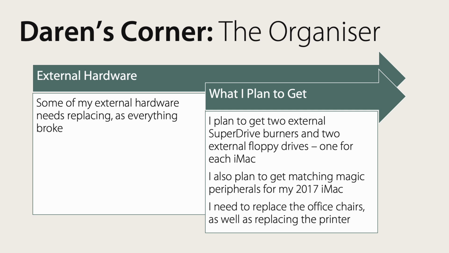I need to get matching Magic peripherals for my 2017 iMac. So I've got a Magic keyboard and a Magic mouse, which I've linked to my 2019 iMac. I plan to do the same for my 2017 as well. I've got an Apple keyboard, which if I can get that to work, I'll put towards my late 06, and then I've got a wired mouse as well, which I plan to use there as well.